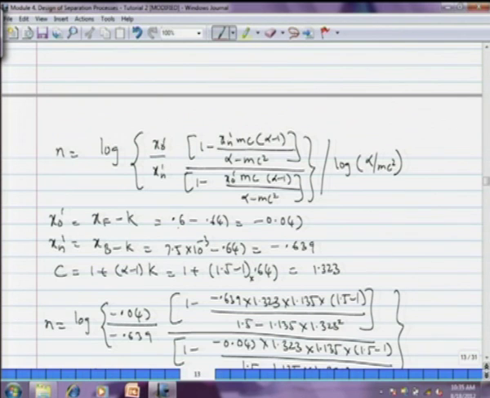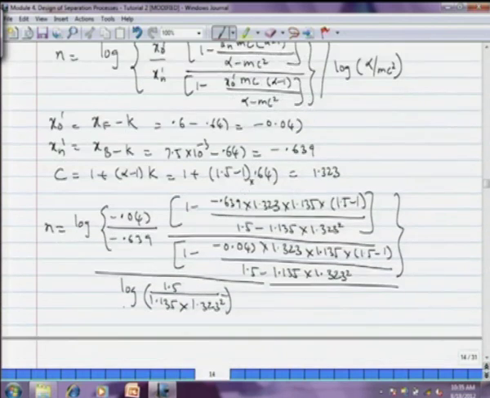x0 dash is xf minus k. So, we put xf equal to 0.6 minus 0.647. So, that gives minus 0.047. xn dash is xb minus k. So, 7.5 into 10 to the power minus 3, minus 0.647 value of k. So, that is minus 0.639. Value of c is 1 plus alpha minus 1 into k. Again we put all values and get value of c as 1.323.